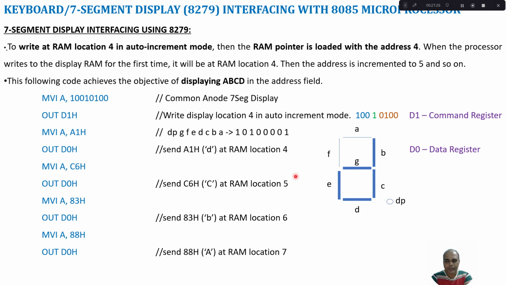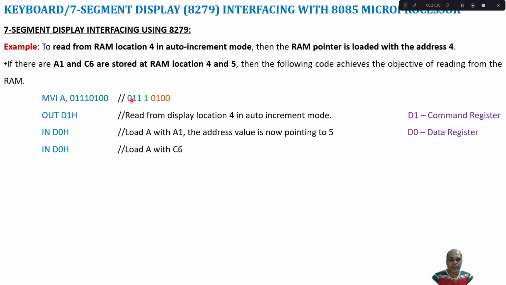Now let us see a program to read a data from a display RAM. So to read a data, the first 3 bits should be 011. To read a data from a display RAM, it is 011, then it is an auto increment mode. Then we are going to read from location 0110, so 4th location. So move this data to accumulator. From accumulator it goes into the command register. Then we use an IN command instruction to read the data from a data register.